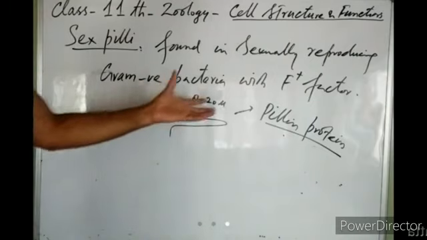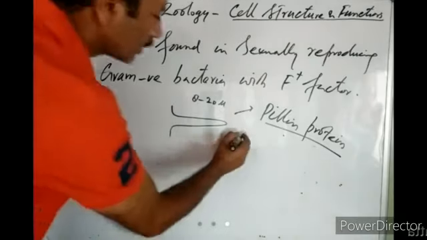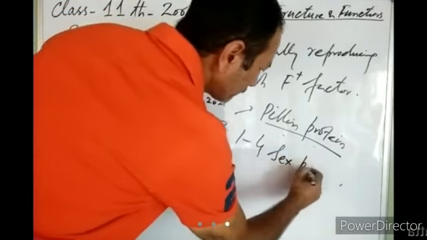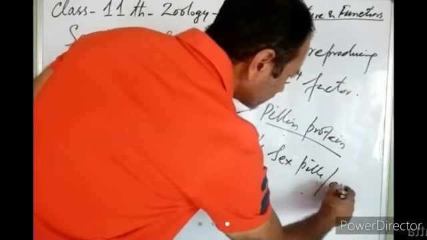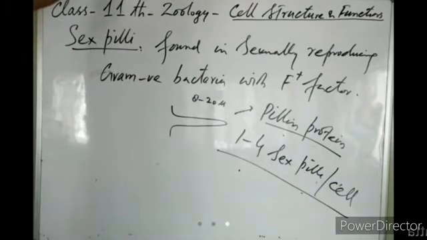How many sex pili develop on the bacterial cell? On a bacterial cell, there may be just 1 to 4 sex pili. So their number is limited, just 1 to 4 per cell, right? What is their function?